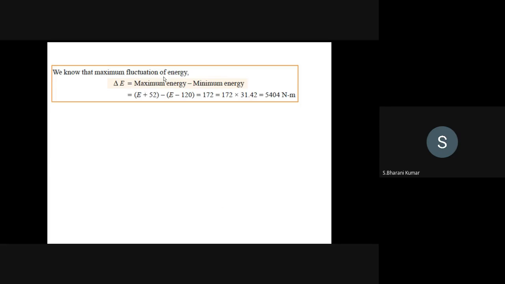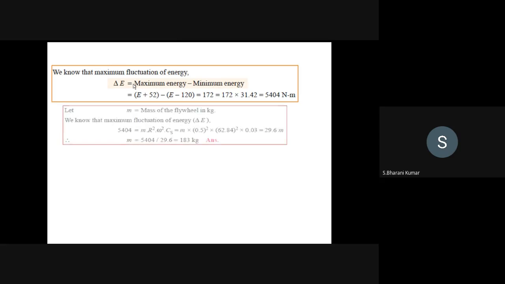Okay, next. And then you want to find out the delta E value. Delta E equals maximum energy minus minimum energy, that is E plus 52 minus of minus 120, that is 172. When you put these two together, minus and minus, you get the positive sign, so that is plus 172.